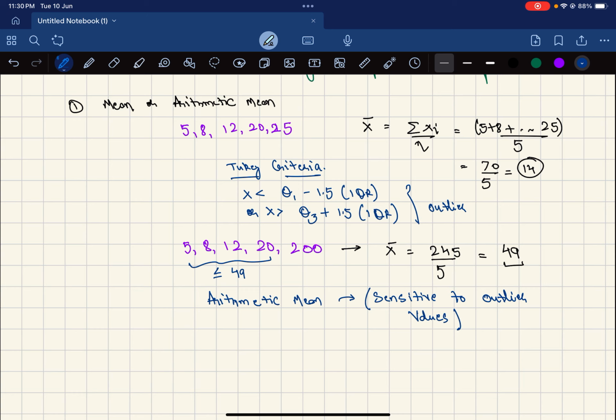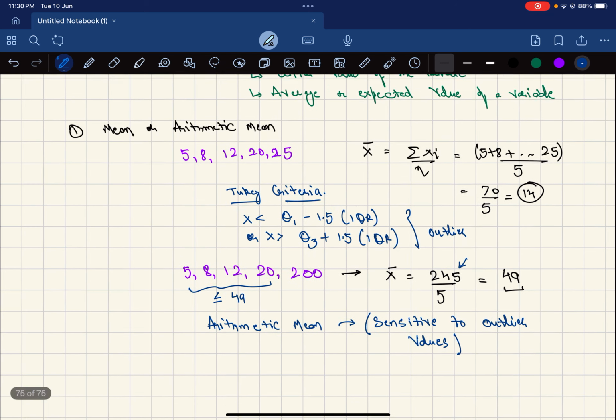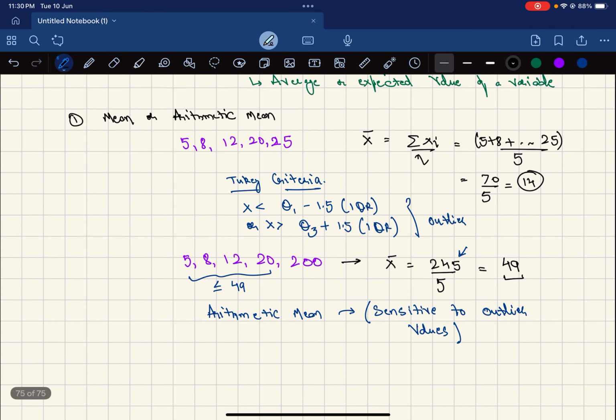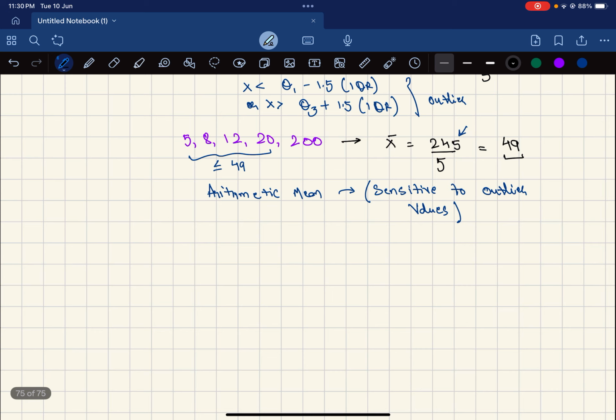So arithmetic mean is sensitive to outlier values because it gives equal weightage to all the values. We are adding all the values in the numerator and giving equal weightage to each value in the numerator. Therefore it is sensitive to the outlier values because it gives equal importance to each of the values in the data. So to counter this, we look at the second measure of central tendency, which is called median.